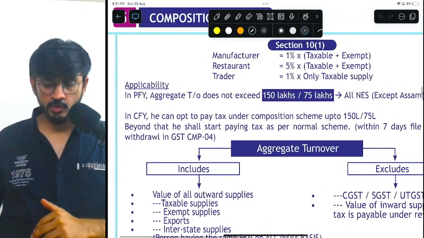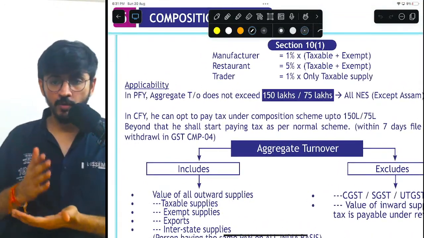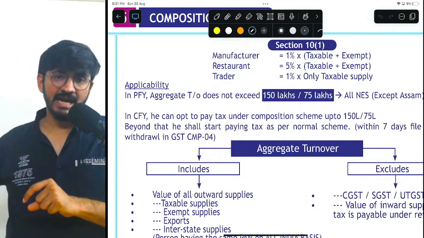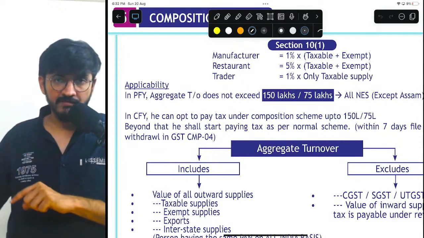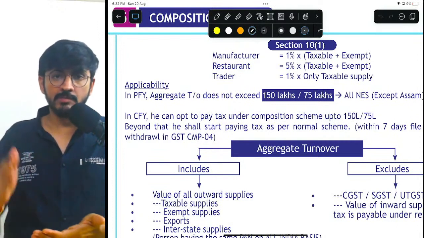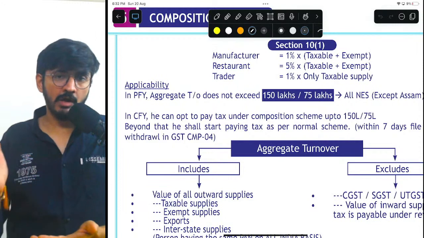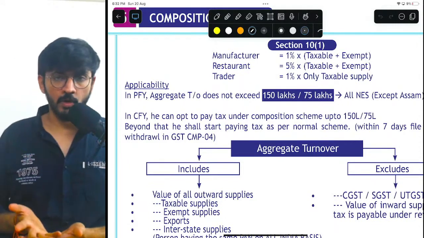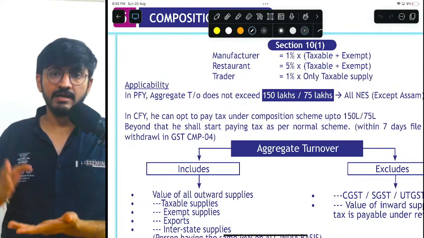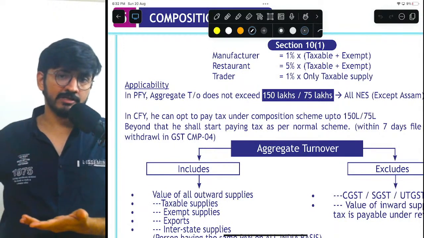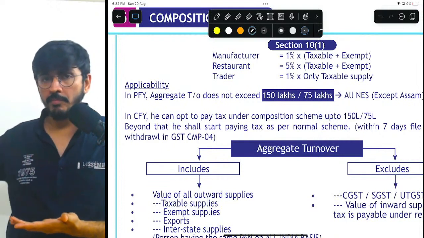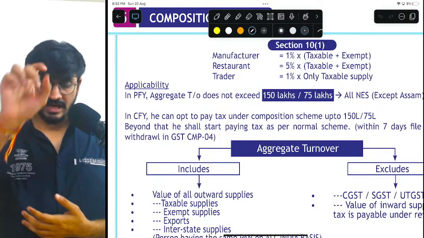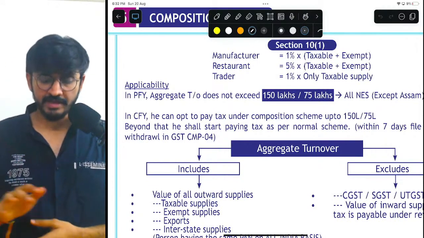So you can take the composition scheme in the current financial year only up to 150 lakhs or 75 lakhs. If you exceed that limit in the current financial year, which you will obviously get to know because you know how much amount is getting credited in your bank account, then understand, once you exceed 150 lakhs, you will have to start paying taxes per the normal scheme. Is that very clear? Yes. Okay. So that is one thing that I wanted to discuss, my dear friends, which is very, very clear.